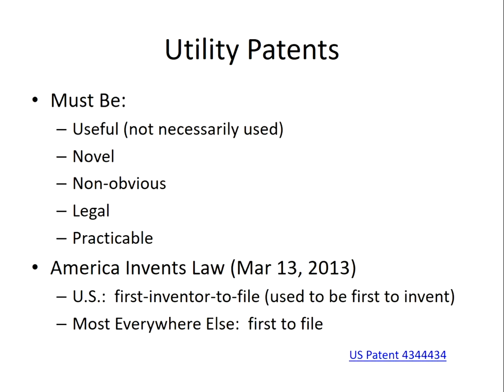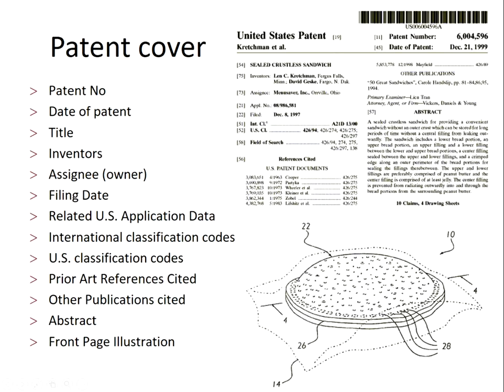What you're probably most familiar with are utility patents. A utility patent, according to U.S. patent law, has to be useful, novel, non-obvious, legal, and practicable. We used to be a country where it was the first to invent. So if you kept records, if someone else patented, you could show that you had invented it first. But now we're the first inventor to file, so you actually need to file your patent. And what I'm going to share with you today about utility patents might burst your bubble about the benefit of utility patent law. But let's first show some examples of patents.